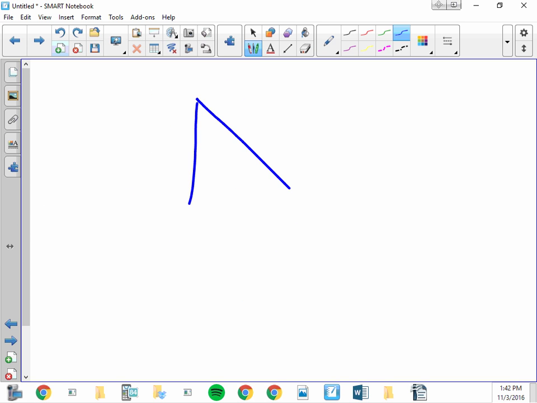So if I have a right triangle, we're going to pick one of the 2 angles, and we'll call it theta. Theta is just a Greek letter. In the Greek alphabet, you have alpha, beta, gamma, delta, epsilon, zeta, eta, theta.